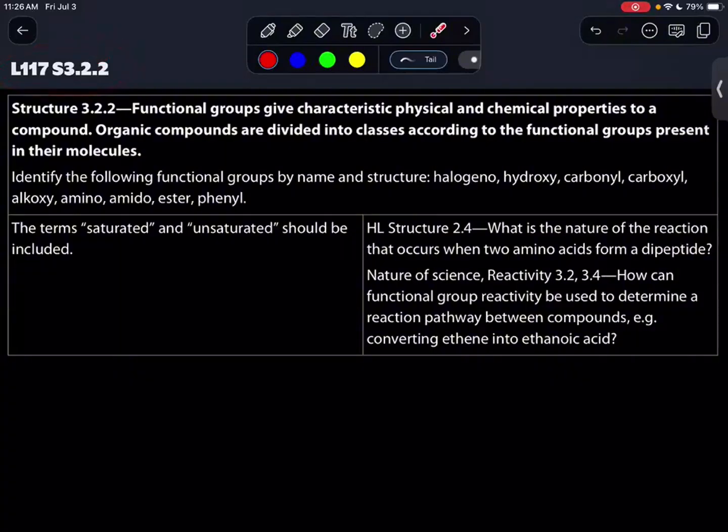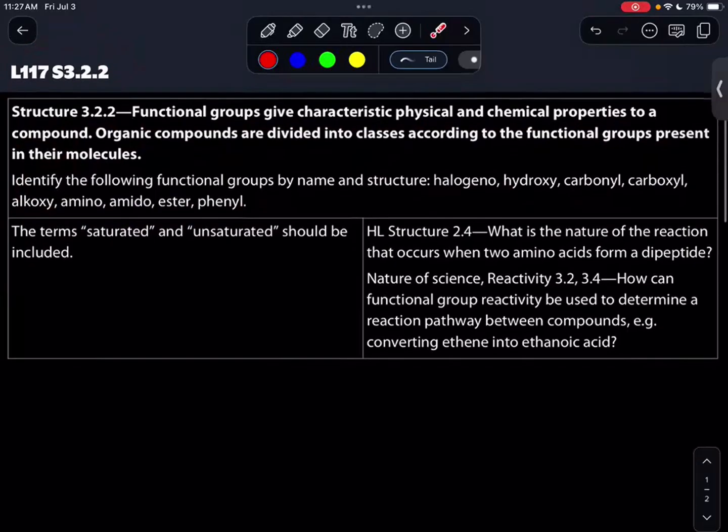Today we're going over structure 3.2.2. Functional groups give characteristic physical and chemical properties to a compound. Organic compounds are divided into classes according to the functional groups present in their molecules. We will be able to identify the following functional groups by name and structure: halogeno, hydroxy, carbonyl, carboxyl, alkoxy, amino, amido, ester, and phenol.